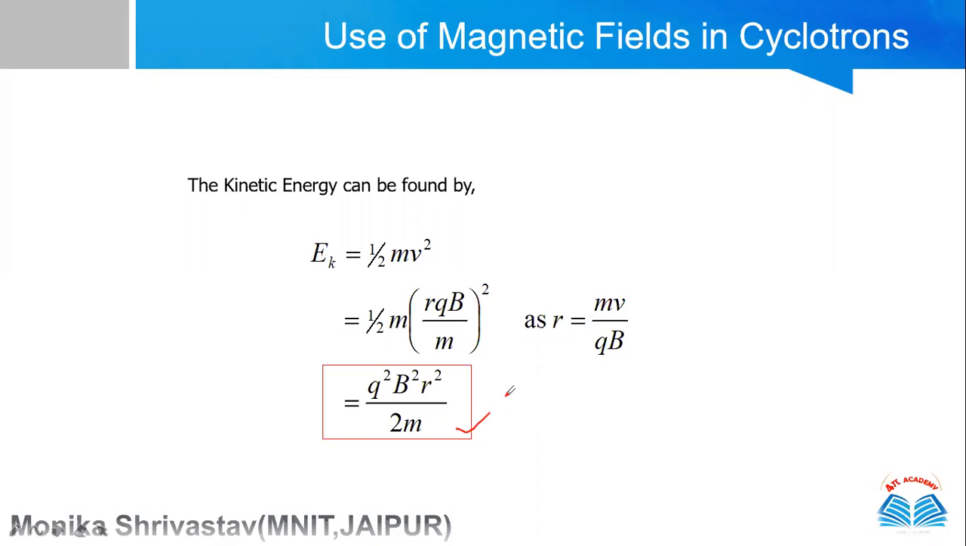One question has already come into your NET exam from this formula. The question was quite easy. So the questions from the cyclotron are coming, and those are quite easy to solve.